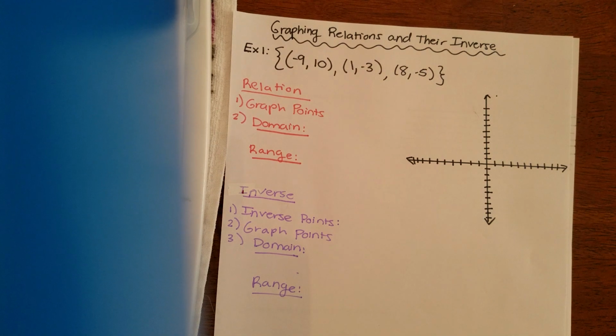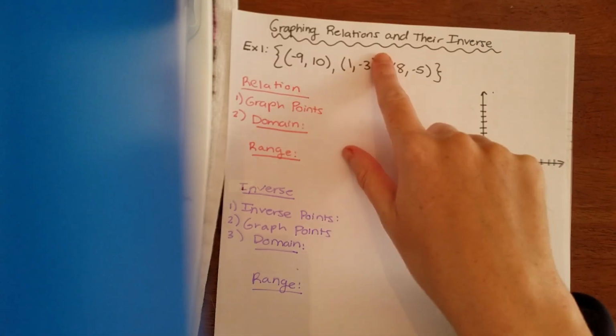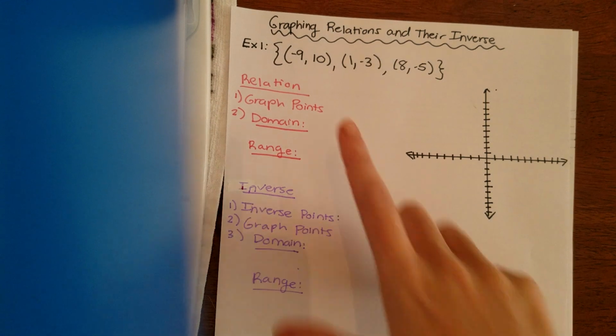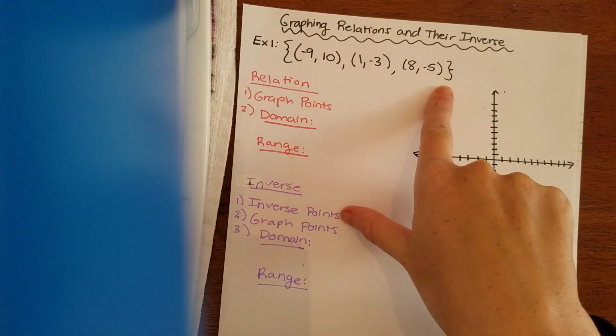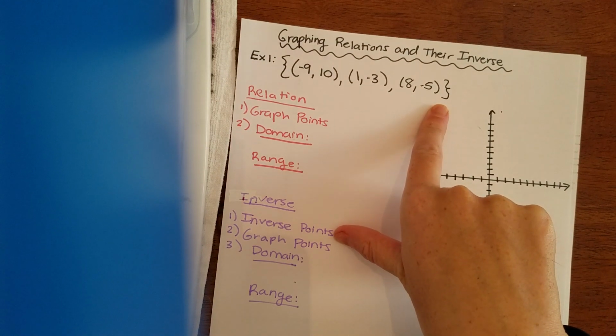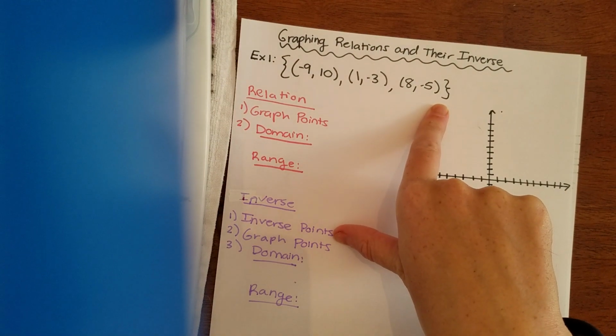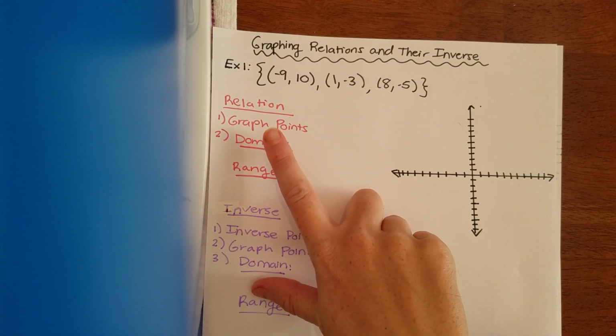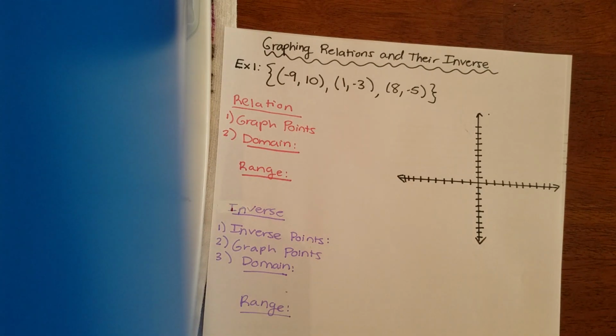Hi guys, let's start example 1, which is on graphing relations and their inverse relation. So the first step, we're going to start with our original relation, which remember from the Prezi, a relation is just a set of points. So we're going to start with our relation, and the first thing we're going to do is graph our relation, or graph the points.